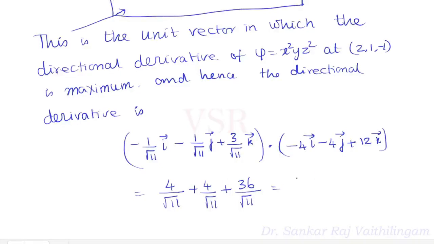So what we will have? This is 44 divided by root 11. How can we write this? 4 into 11 divided by root 11. If we cancel this, can we put a root 11 here? So the answer is 4 root 11.